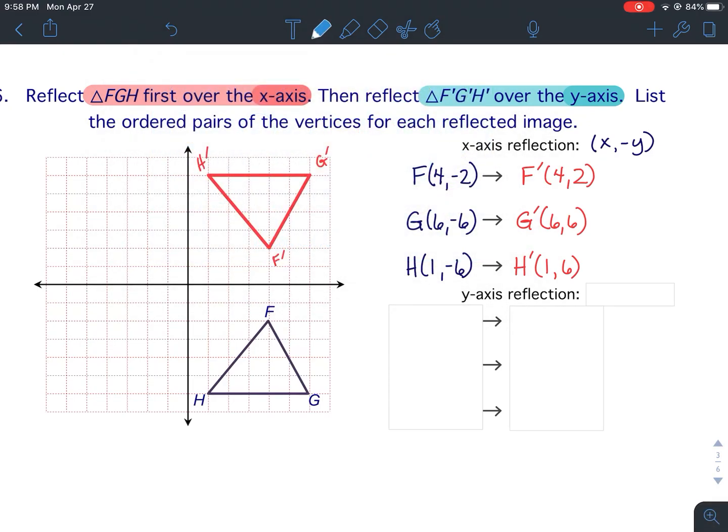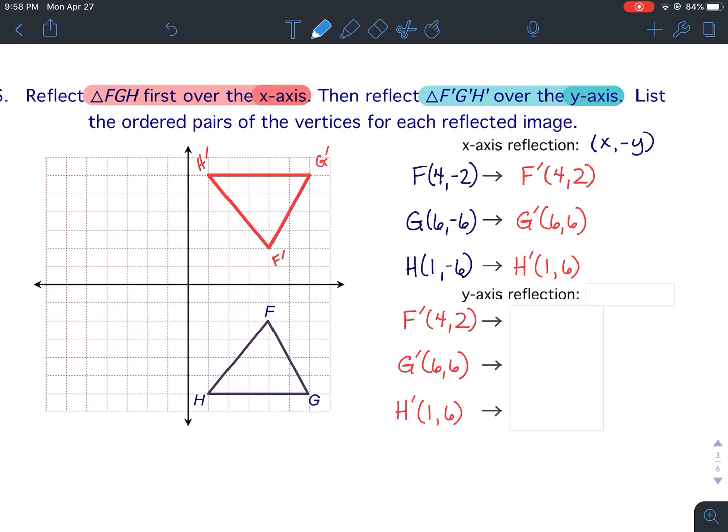Okay, now we're going to take F prime, G prime, H prime, and we're going to reflect it across the y-axis. So I'm going to start with our prime coordinates now. This is where it's different from Bellwork 18a, because there we used the same coordinates to begin with for the x reflection and the y-axis reflection. But now we're going to reflect F prime, G prime, and H prime over the y-axis.